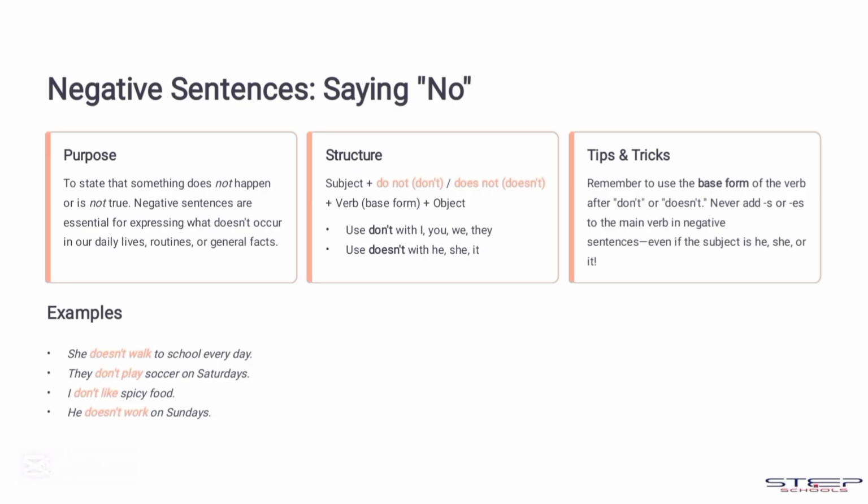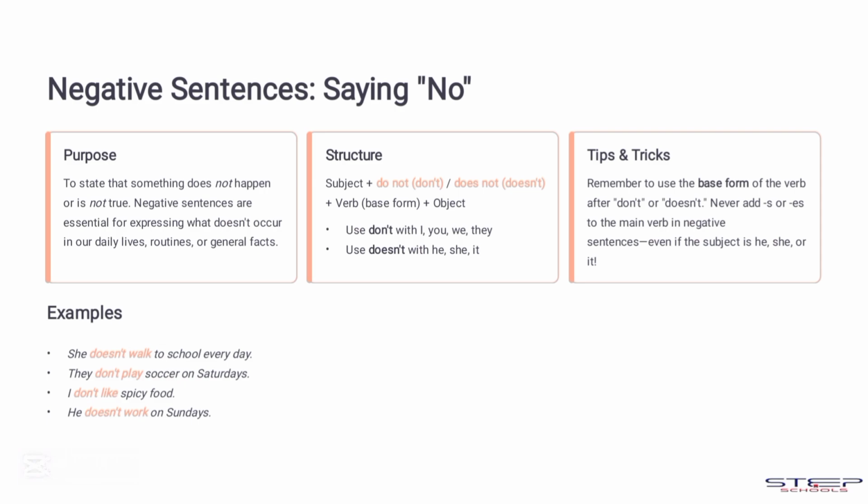Keep one trick in your mind: you have to remember to use the base form of the verb after do not or does not, and never add s or es to the main verb in negative sentences, even if the subject is he, she or it or any singular noun, because we have already given the addition in the form of does. Now we have a couple of examples.